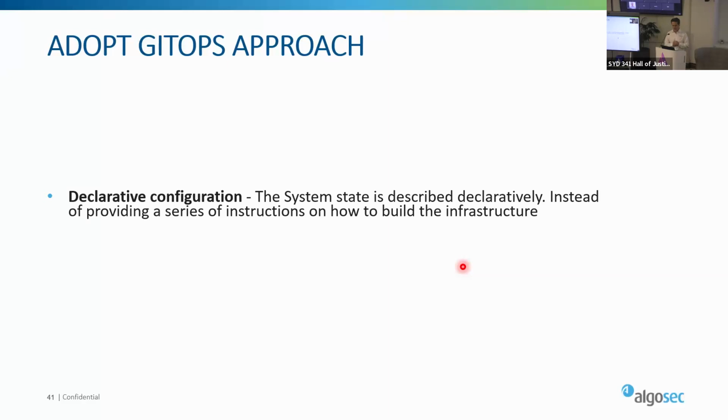The first one is declarative configuration. The system state is described declaratively instead of providing a series of instructions on how to build infrastructure. So you apply configurations and deploy the application. We declare the end state of what is needed. Declarative configuration is idempotent and can be run multiple times without any impact to the system consistency.